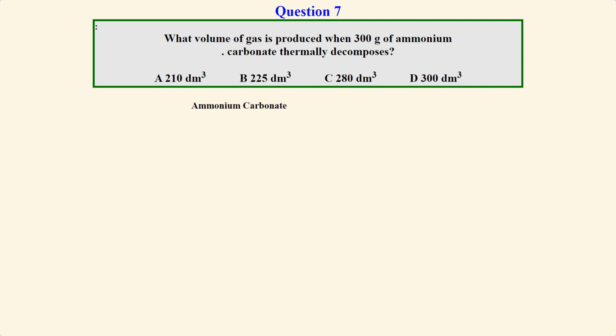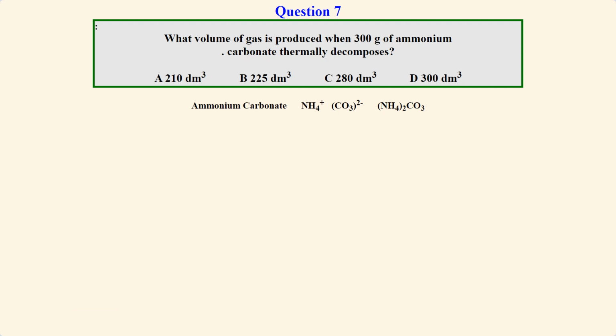So let's start off with the molecular formula for ammonium carbonate. We've got the ammonium ion, NH4+, and the carbonate ion, CO3 2-. To balance the charges, we're going to have 2 of the NH4+, so we've got 2+ to balance the 2-. So the formula is going to be (NH4)2CO3. That's the molecular formula.